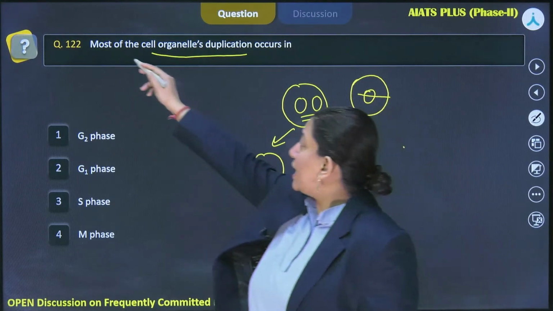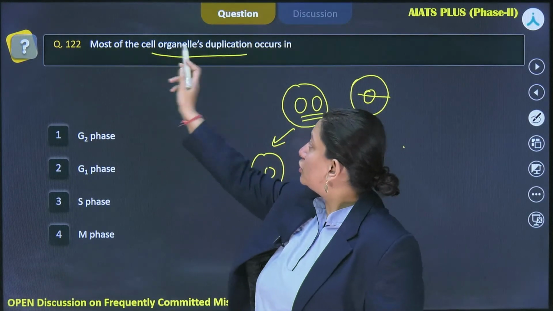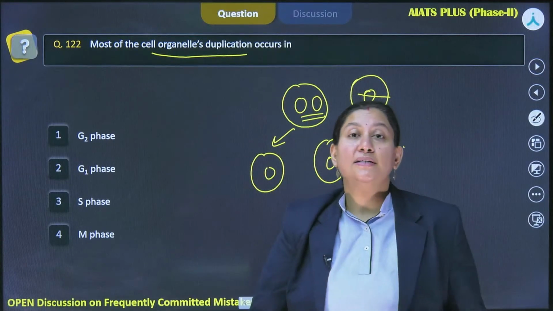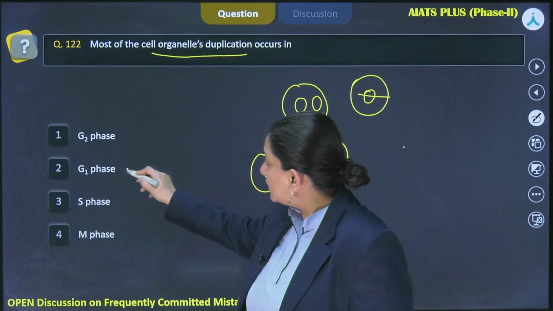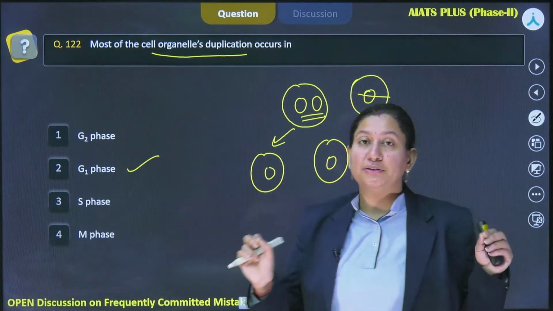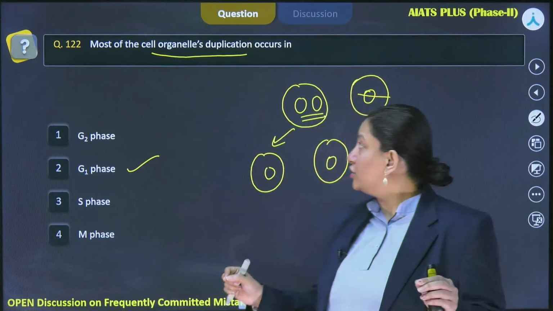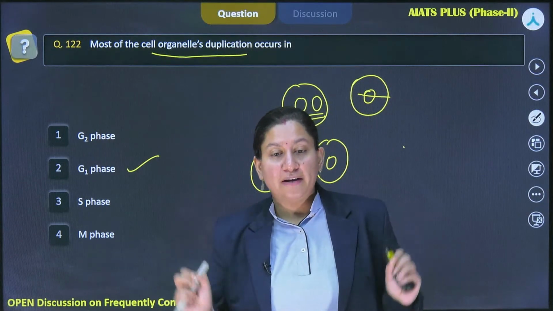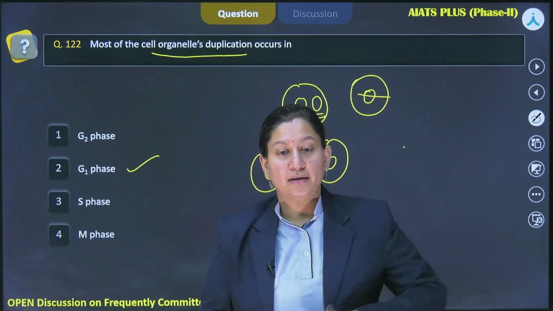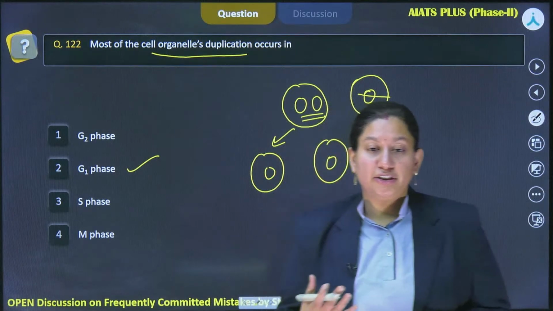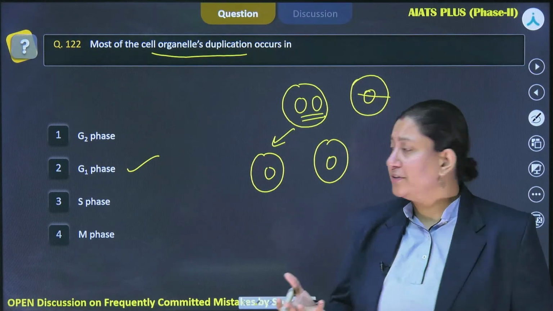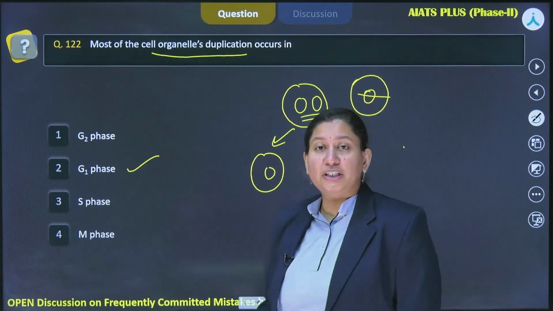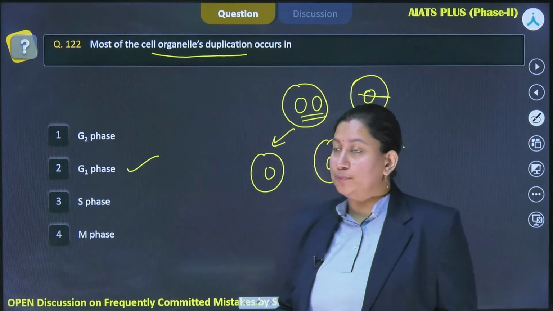So when we have this particular statement that most of the cell organelle duplication occurs, this occurs in G1 phase. It is explicitly mentioned in NCERT as a line, that most of the cell organelle duplication occurs in G1 phase, right? Correctly answered by so many students. Ashish, Shaz, wonderful. So this is the G1 phase in which most of the cell organelle duplication occurs.